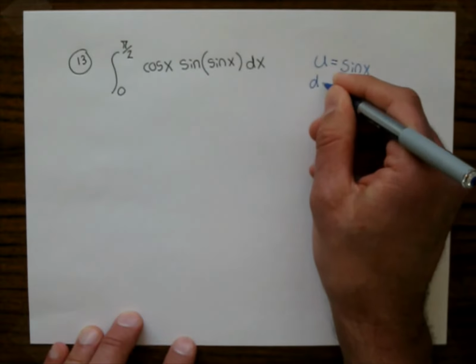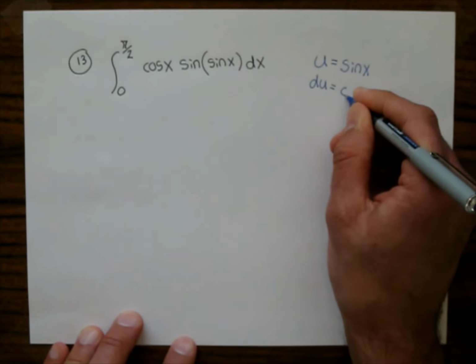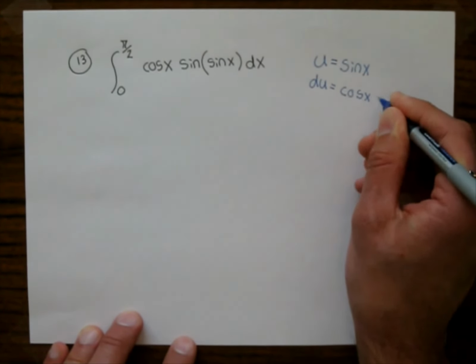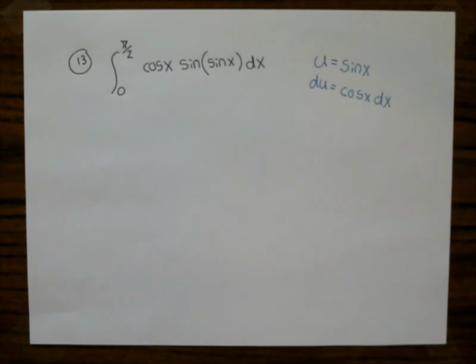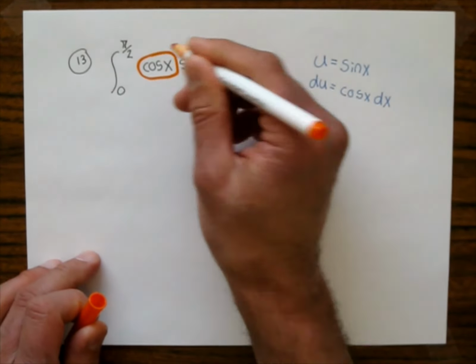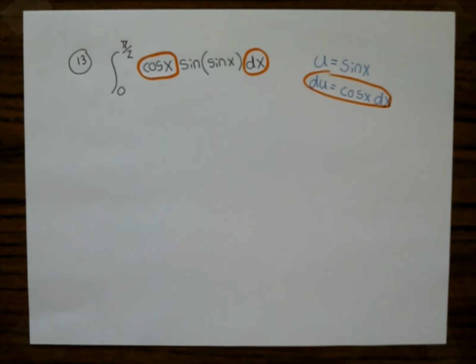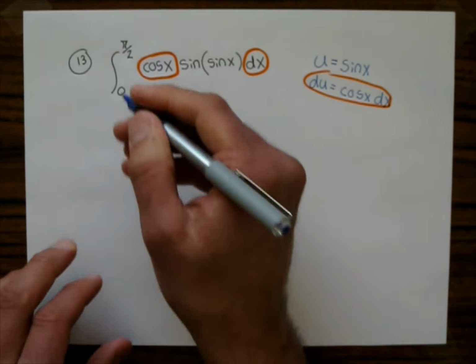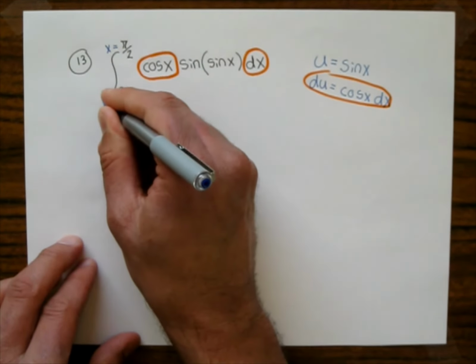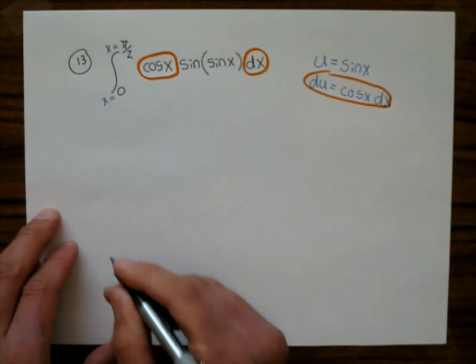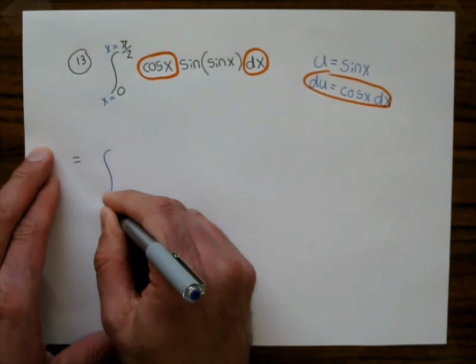So du is going to be the derivative of sine x, which is cosine of x dx. And cosine x dx is just sitting right there. We're ready to do our substitution. This is x equals pi halves. This is x equals 0. Let's change everything to u's.